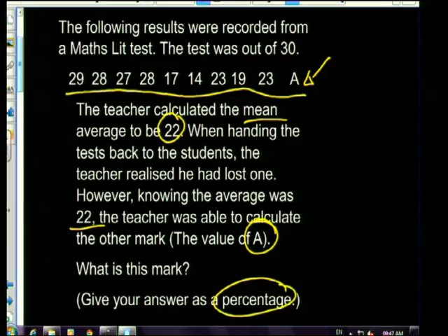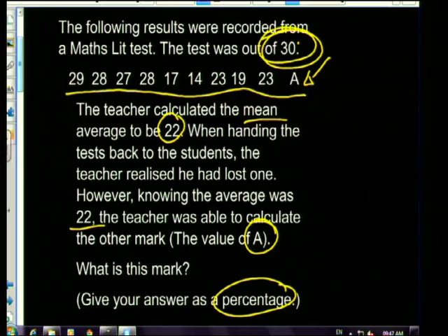All right. Now, a few tricks here. Number one, for the first time we're coming across a problem where we're given the mean, but there's a value missing. Normally we're given all the values and are asked to calculate the mean. This is a little bit different. The second little trick in this question is that the test we're told is out of 30, but the question then says give your answer as a percentage. So let's forget about the percentage for now and let's look at the question.